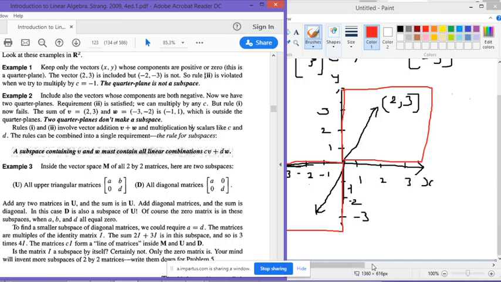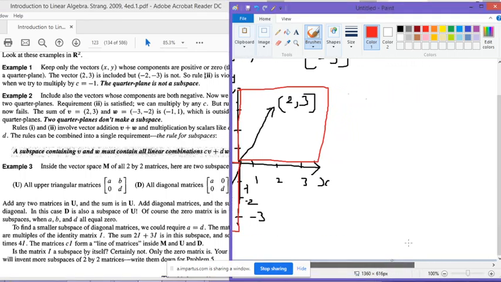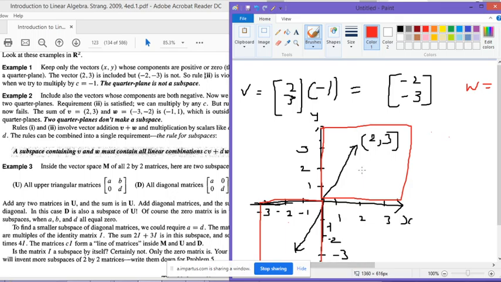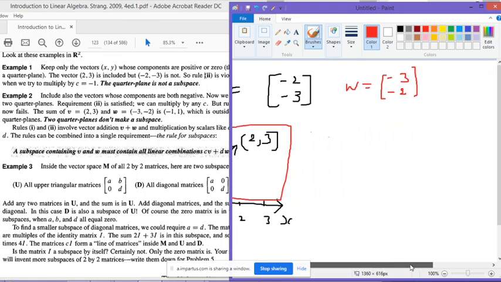Now let us continue with the same example. We have the same vector, 2 and 3, and one more vector, W, equal to -3 and -2. Let's see whether the resultant will fall in these same two quadrants, the first quadrant and the second quadrant. If it does, it is in the same vector space. Otherwise, it violates the rule.